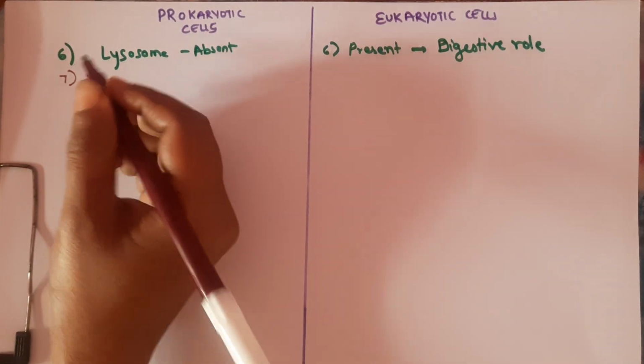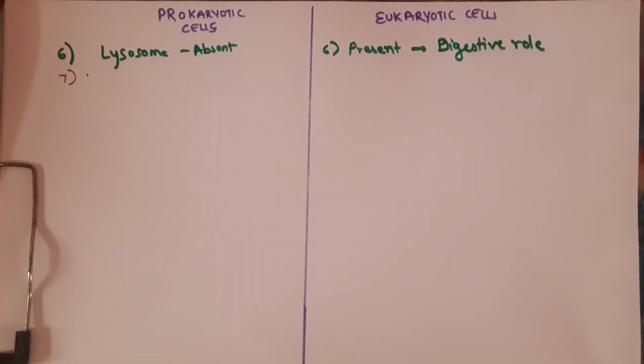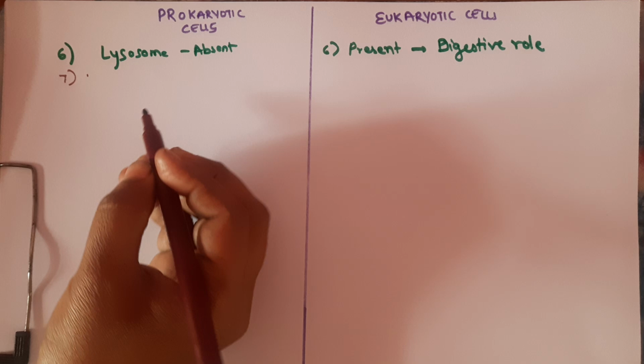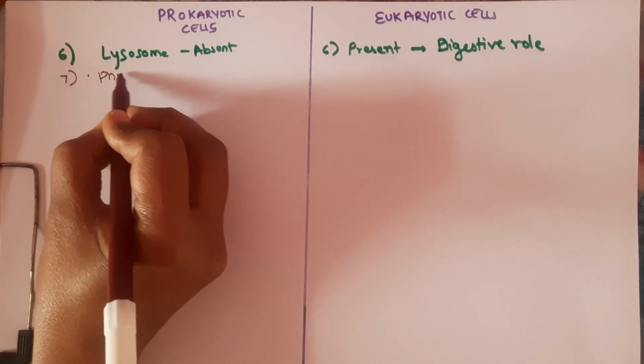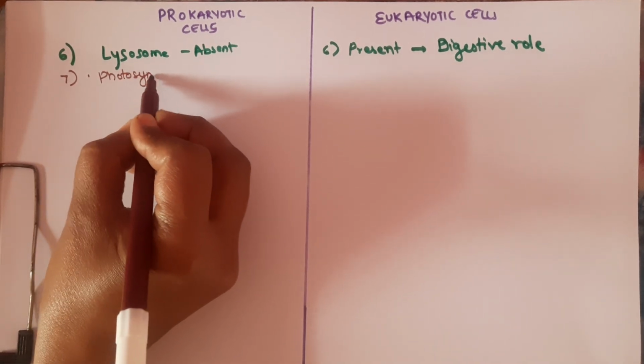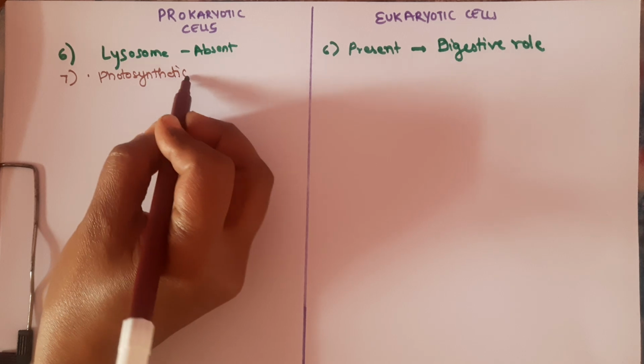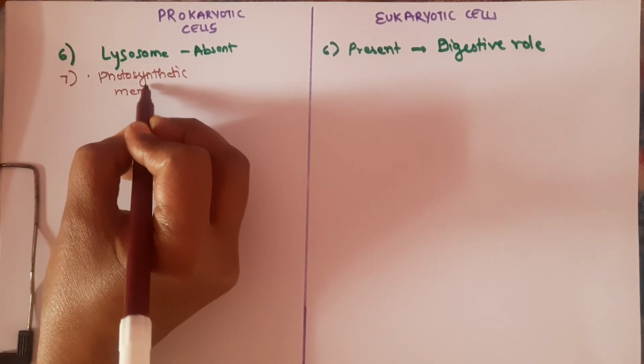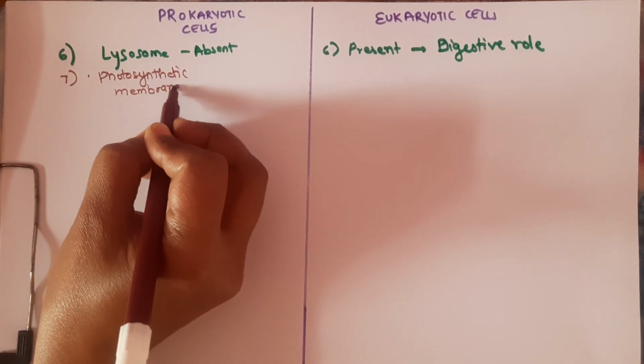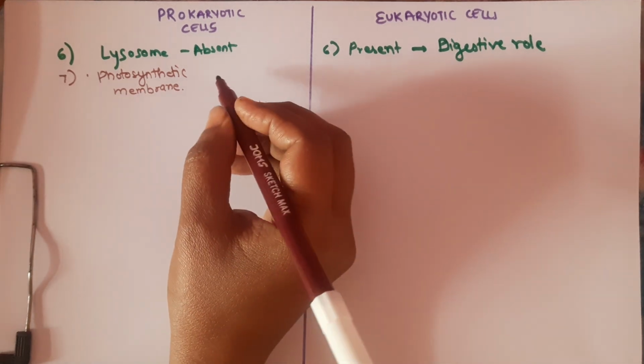The next difference between the two is the photosynthetic apparatus. In the form of a membrane, it is present in the prokaryotic cell, and chloroplast is present in the plant cells only. So the photosynthetic membrane is present in the prokaryotic cell.